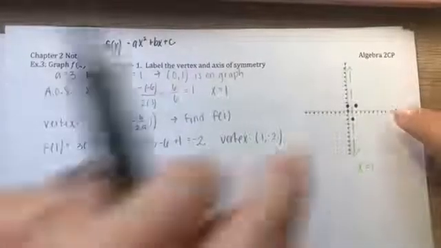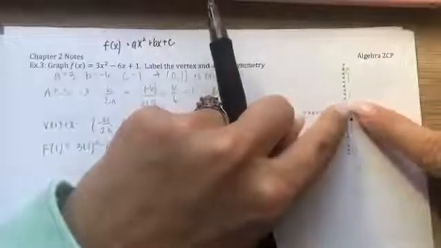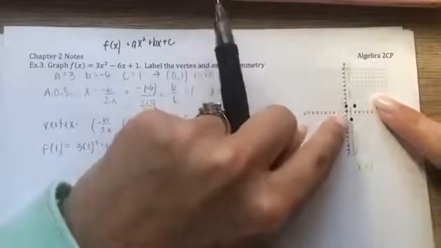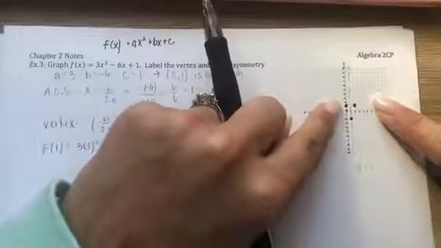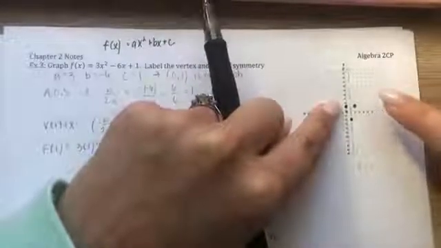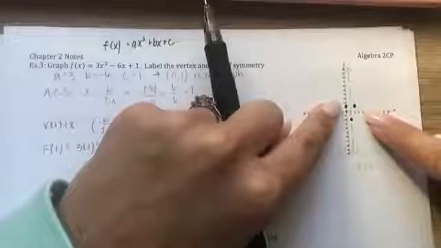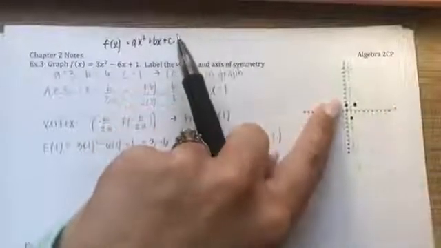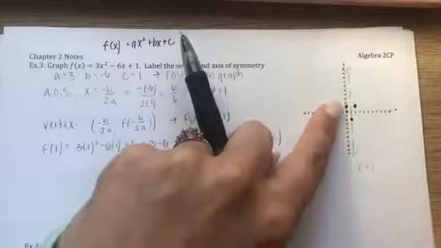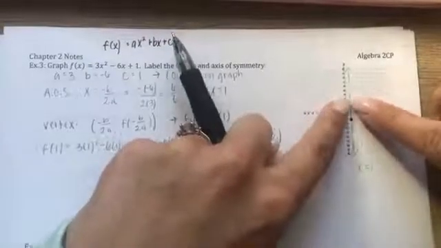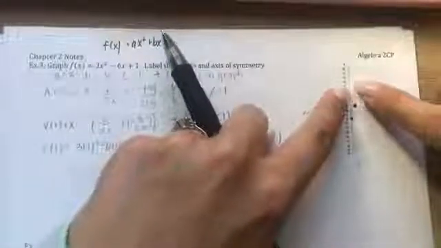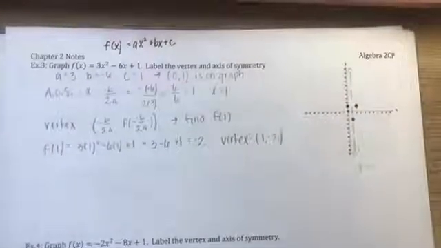So since I already have the points that are 1 away, I need to now go 2 away. So I can pick x equals negative 1, or I could pick x equals 3. So I'm going to pick x equals 3. Again, it really doesn't matter. It's whatever you want to work with. But because we already have the points that are 1 away from the axis of symmetry, we need to go 2 away. So 2 away would be x equals 3, so that's what I'm going to do.